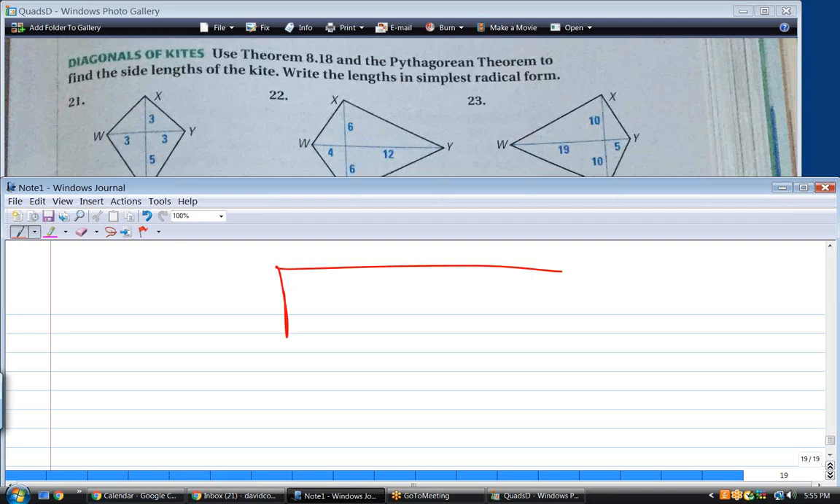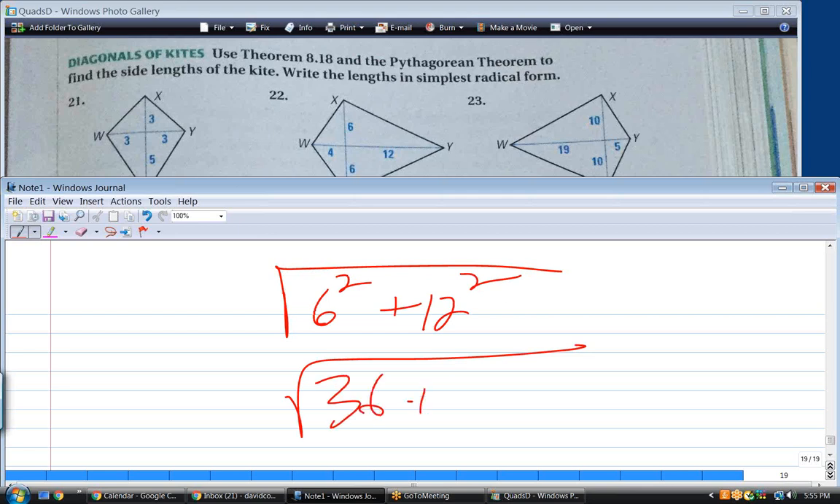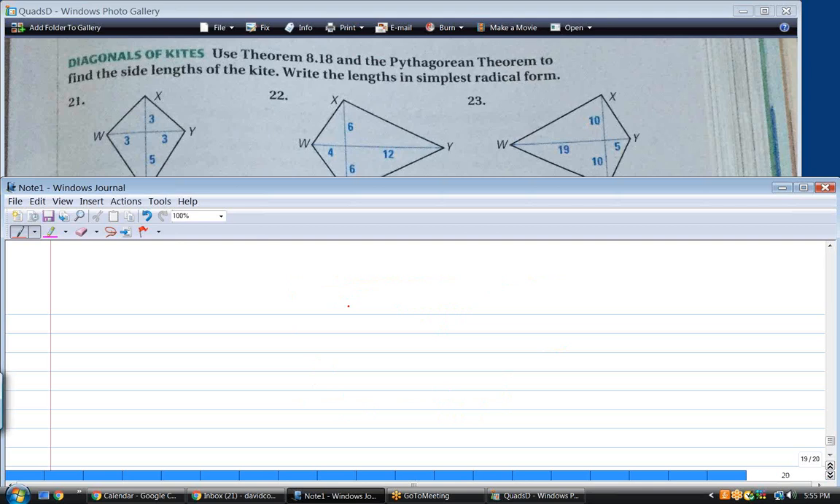What's this the square root of? XY. Yeah, so it would be 6 squared plus 12 squared. So that's 36 plus 144, that's 180. Square root of 180. Is that simplifiable?